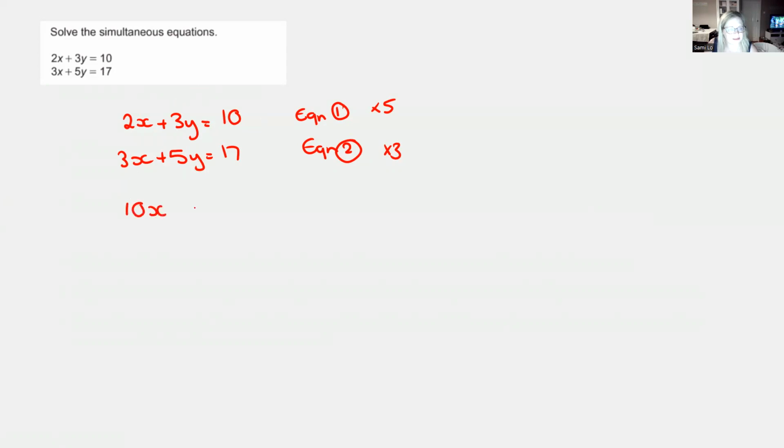That gives me 10x plus 15y equals 50. And then the same on the bottom, so this one's all being times by 3: 9x plus 15y equals 17 times 3, which is 51. There you go. Because I want to get rid of the 15y's, I'm going to take them away from each other, so they cancel out. 10x take away 9x leaves me with x, and 50 take away 51 gives me -1. So that is my x value.